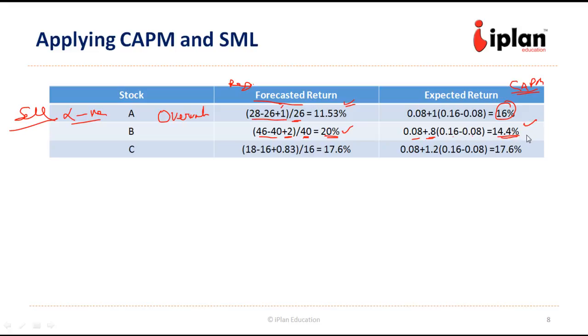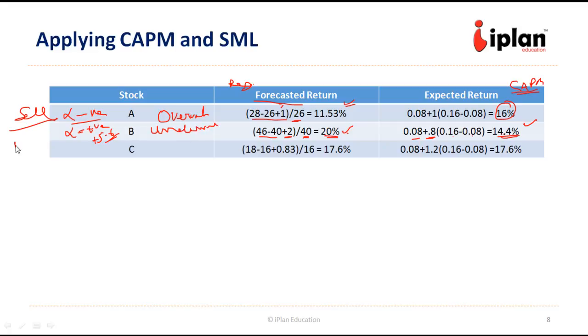This is giving more than the expected return. Expected return should be only 14.4%, but it is giving positive alpha. So we can simply write down that alpha is positive, which is about 5.6%. So the stock is undervalued and we should buy the stock.